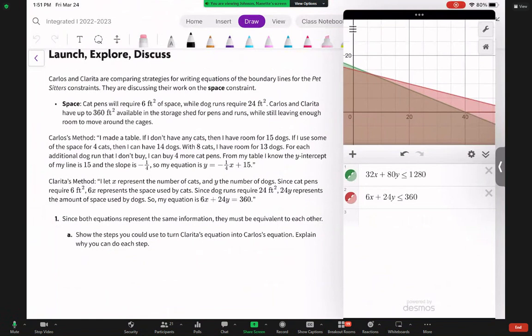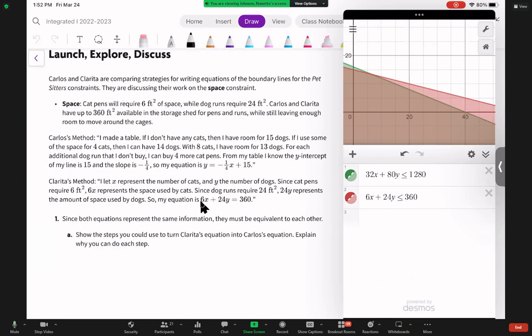Okay, that's all right. So the last little part, Clarita says, I let x represent the number of cats and y represent the number of dogs. Since cat pens require 6 feet, 6x represents the space used by the cats. And since dog runs require 24, then 24y represents the amount of space used by dogs. So here's her equation. Since both equations represent the same information, they must be equivalent to each other. Show the steps that you could use to turn Clarita's equation into Carlos's equation.